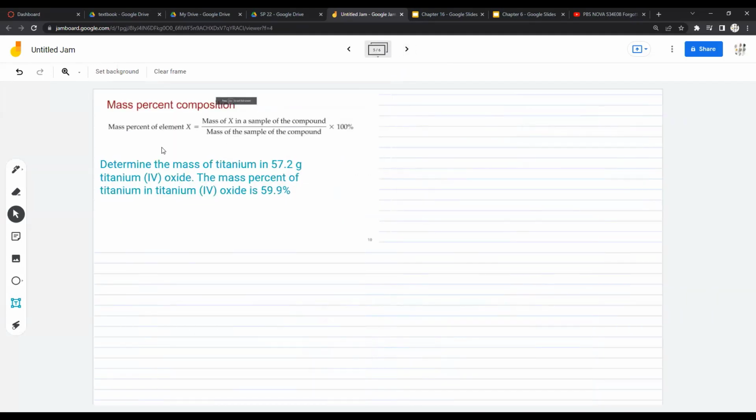Determine the mass of titanium in 57.2 grams of titanium oxide. The mass percent of titanium is 59.9%. So look at this question carefully and see what information is given to you and what they are asking you to find.